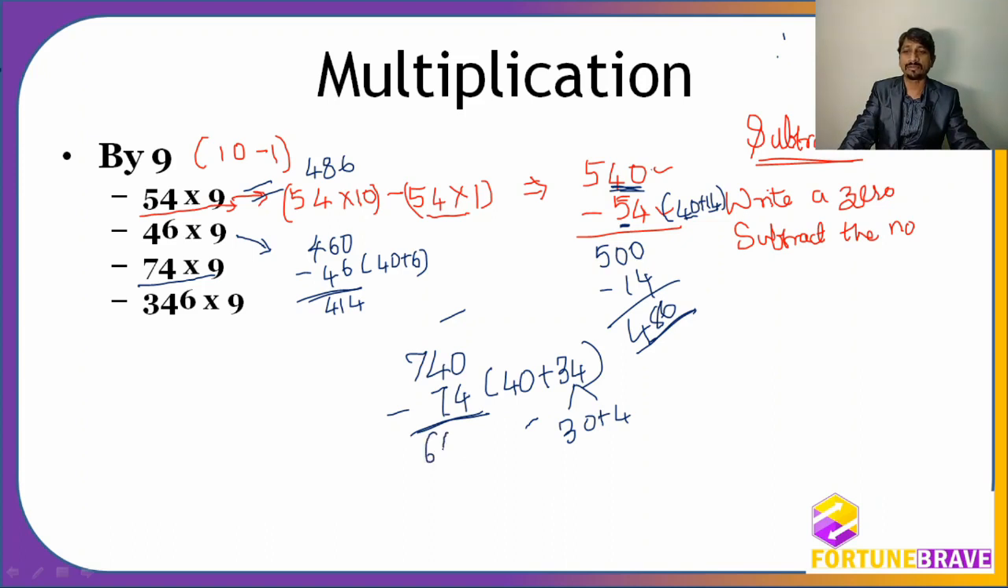670 minus 4 is 666. Is that clear? It should be amply clear to you. So 74 into 9 will be how much? 666. This also you can do. This is also 3460 minus 346.